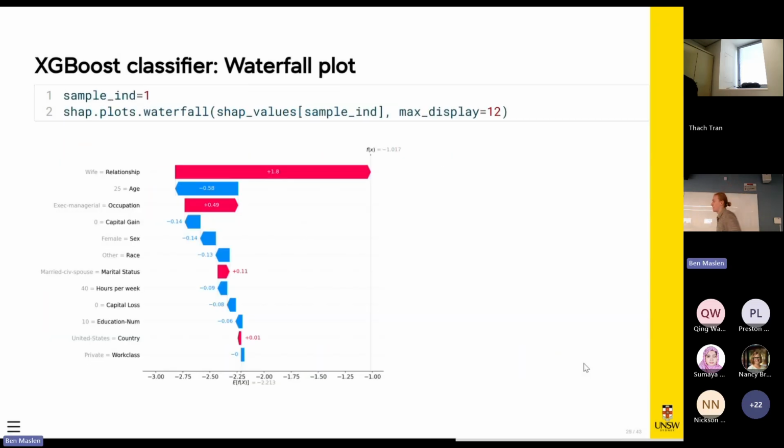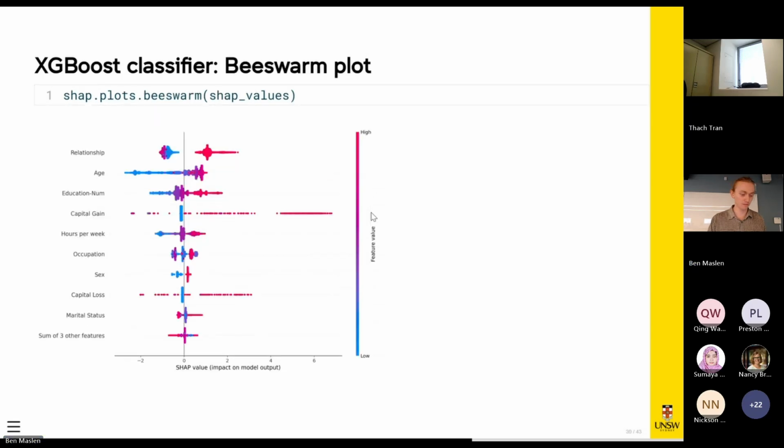Okay, so again, the waterfall plot, we can read it off in the same way. We have our expected predicted value. This is where we ended up for this particular individual. And we can see that what's largely driving it is their age, their occupation, and their relationship status. We have a look at a beeswarm plot, okay? And we can see with that beeswarm plot, even for categorical variables.